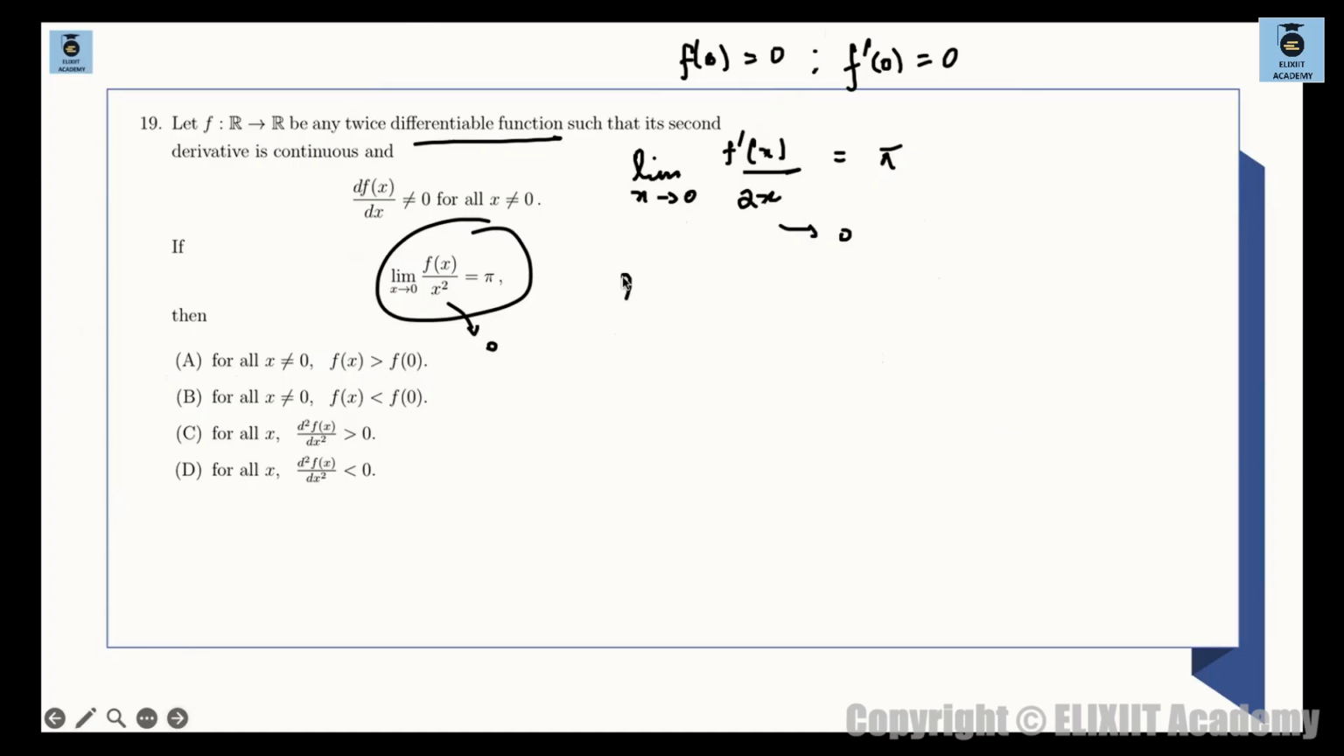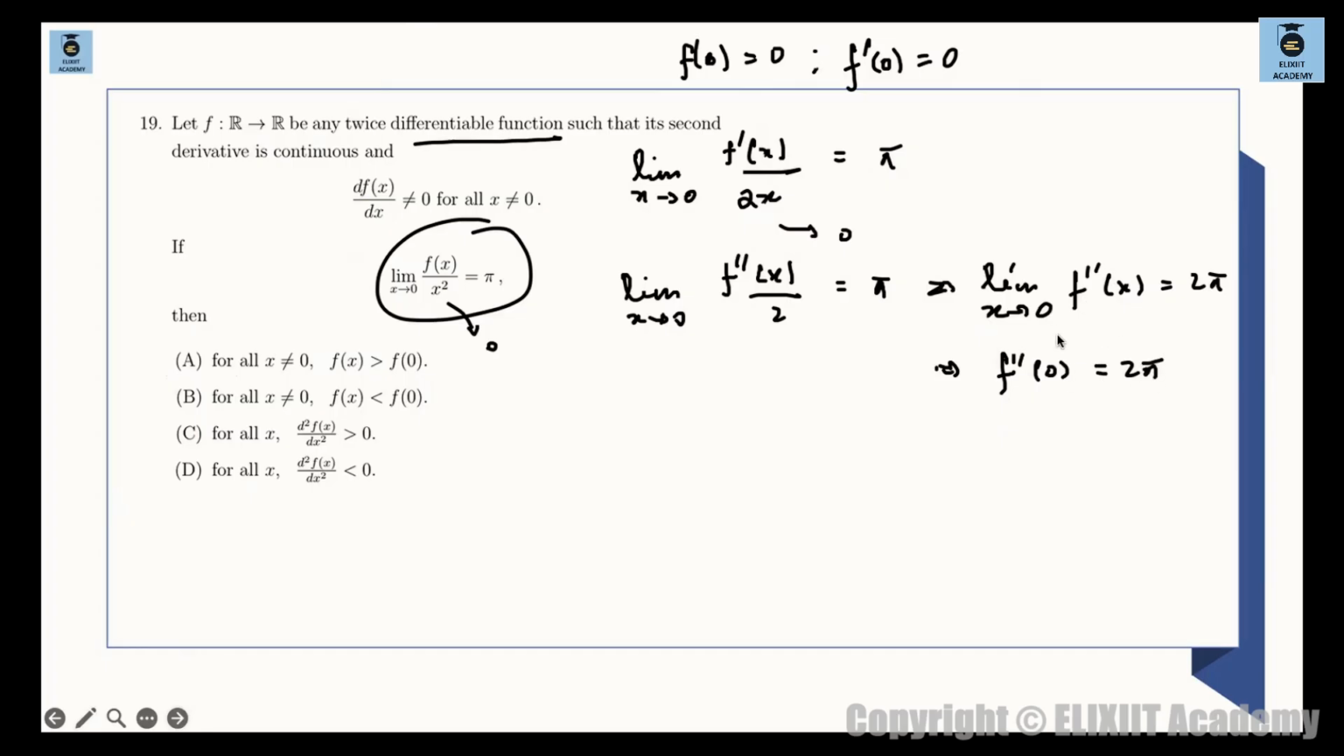Again let us differentiate this thing, limit extending to zero by L'Hopital's rule. So f double dash of x divided by 2 will be pi. ठीक है, चलेगा. So which means that limit extending to zero, we can say limit x tending to zero f double dash of x will be equal to 2 pi if we cross multiply, क्योंकि 2 तो constant है ना. So which means we are also finding that f double dash of zero is also 2 pi. यहां पे अगर limits डालोगे कि f double dash of zero is also 2 pi, ठीक है.